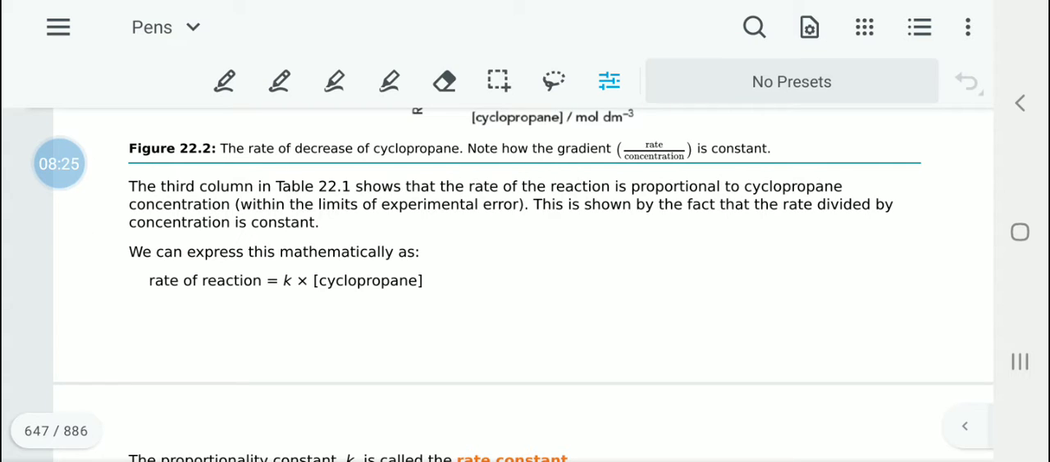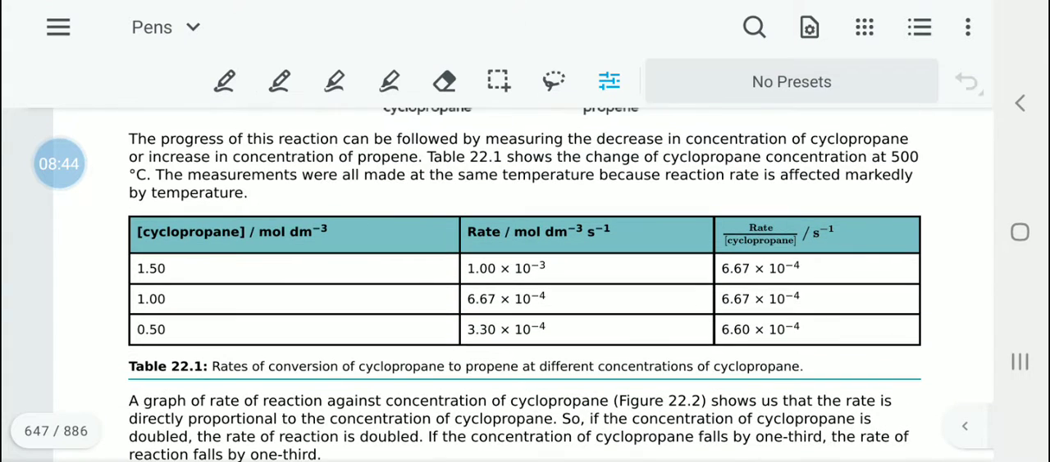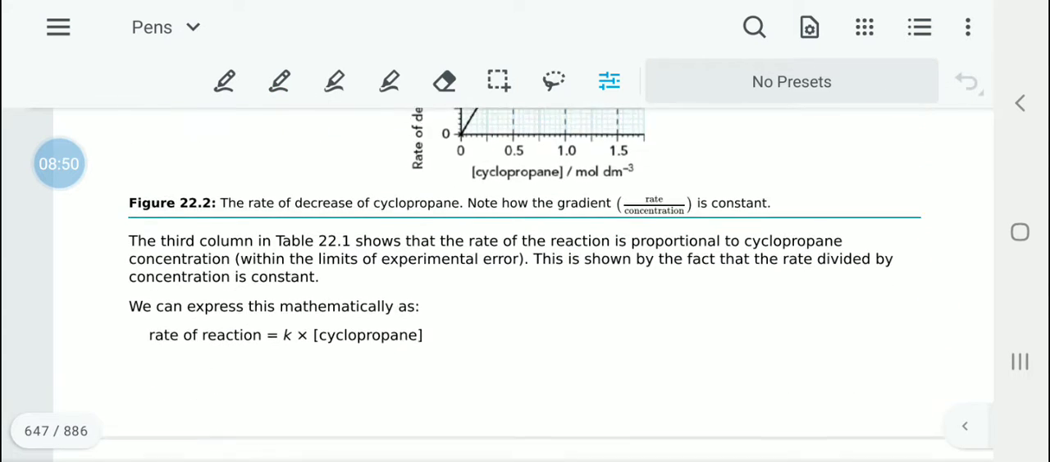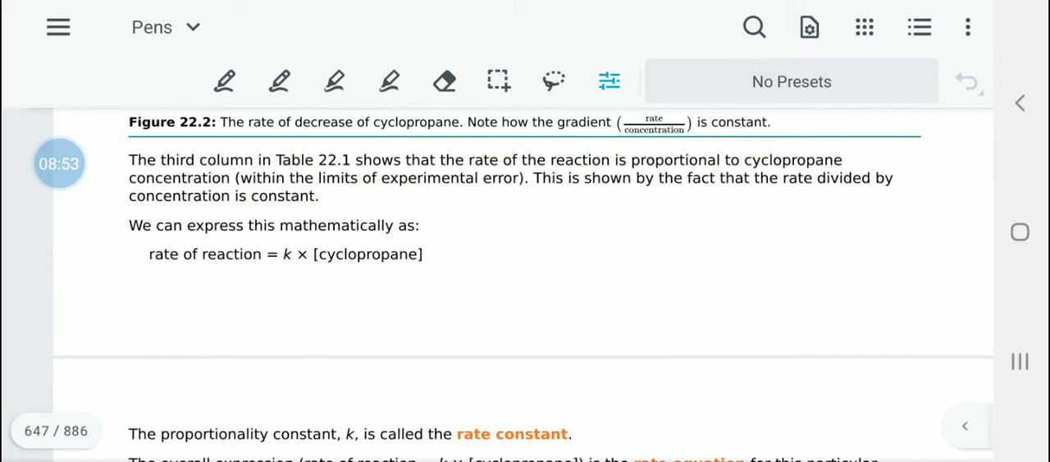So the rate of the reaction is proportional to the concentration of the reactant. That means that the rate divided by the concentration is going to be a constant, as we show in this chart. In this chart, rate divided by the concentration was a constant. So that is a theoretical part that you need to understand.